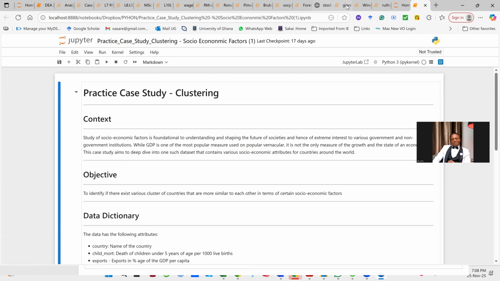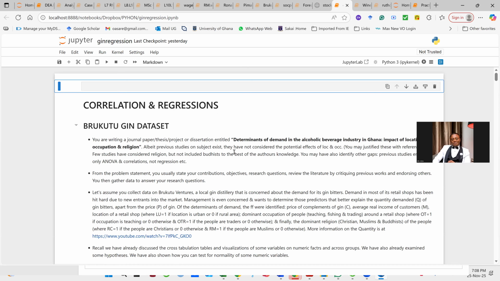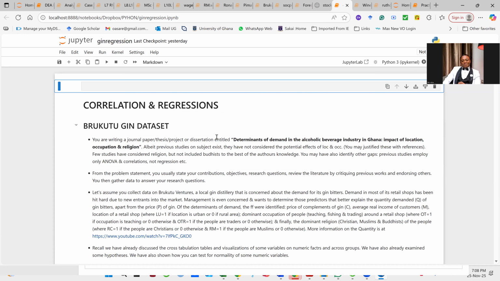The data set we are going to be using, you all have the data set, is known as gene regression. We are not going to do the regression today. It's just all the theories we have done today. We are going to practicalize them on the Burkutu data set. Let me see by hands, those of you who have opened your notebook.